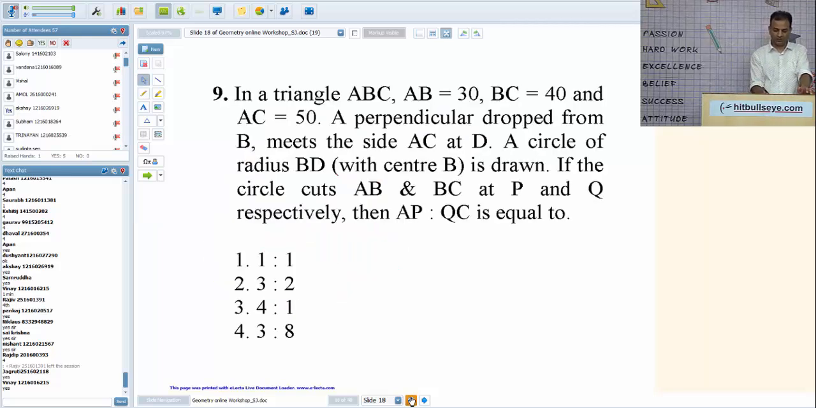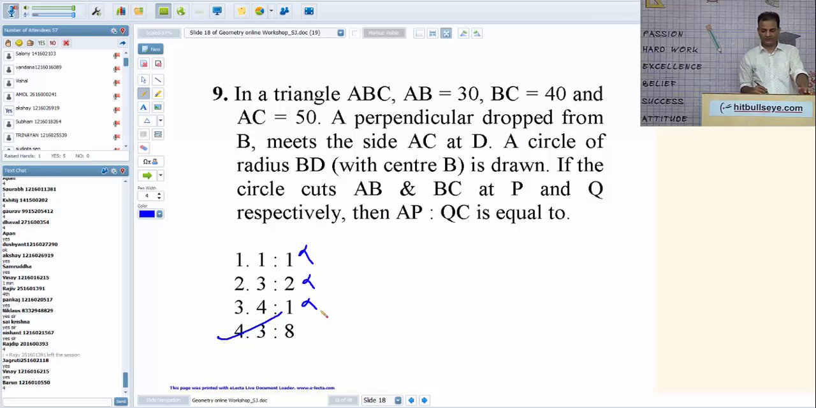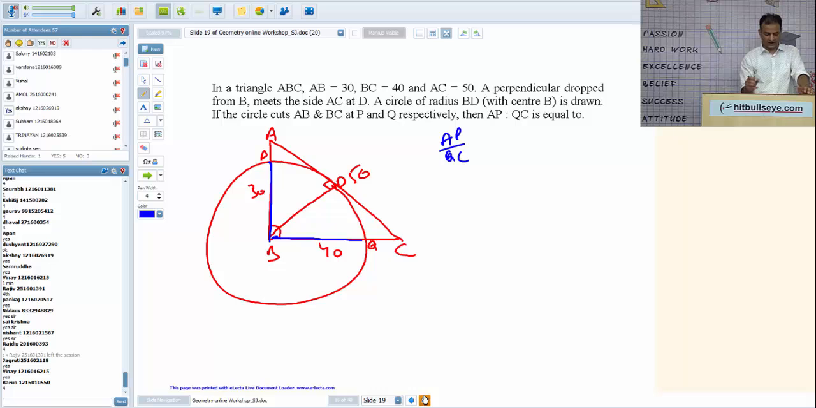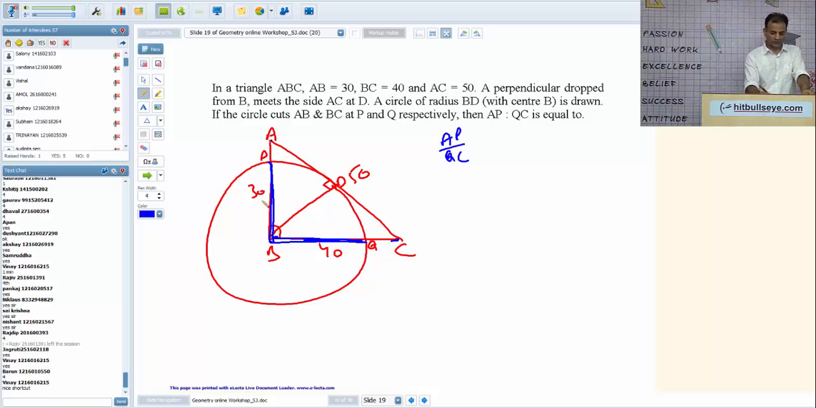Now can you see the choices? Only 4 choices give the fraction less than 1: 1:1, 3:2, 4:1. Simple by logic we have done this. I will again repeat. This side AB is 30. From AB if I deduct PB, and from BC if I deduct BQ, these both are radius. So AP will be less than QC, so the fraction should be less than 1.